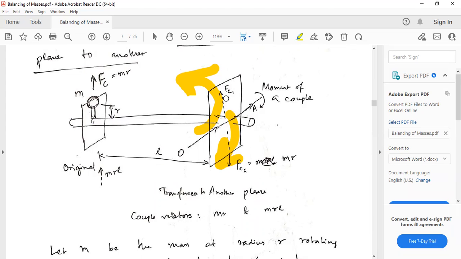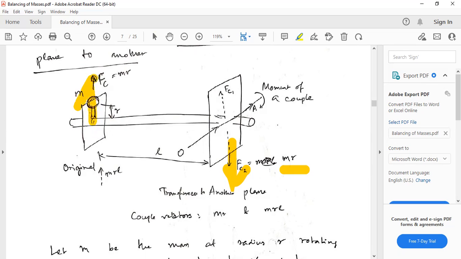Otherwise, if you have taken a force here, this will cause a couple. This will cause some rotation in this case. So we have to take an equal and opposite moment. Now since we have taken an equal and opposite force here, let's say this is equal to mr omega square only. We have not written mr omega square here, we have written mr. So this force and this force will cause a couple.